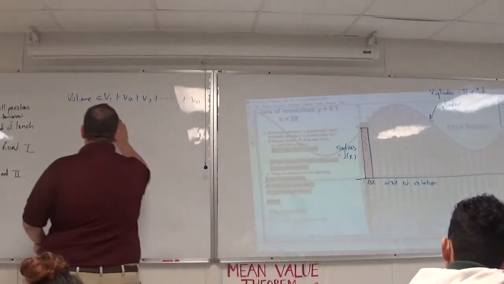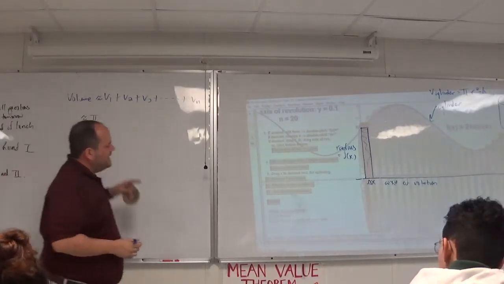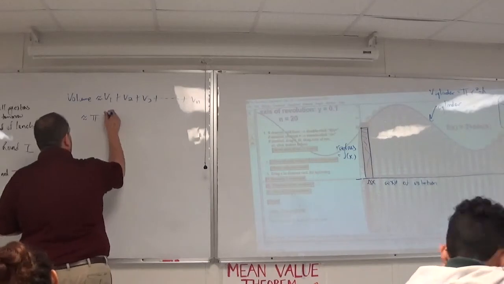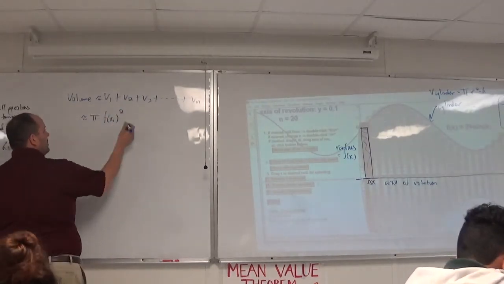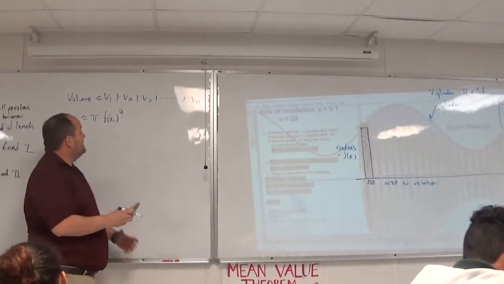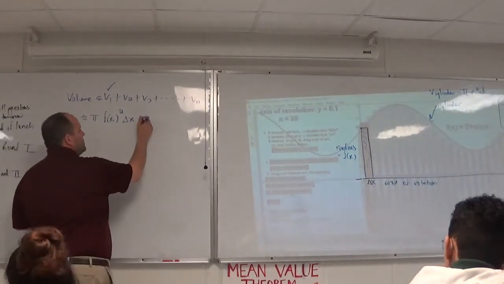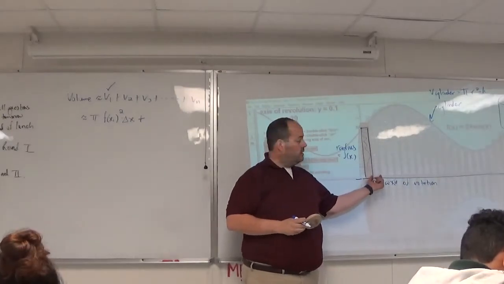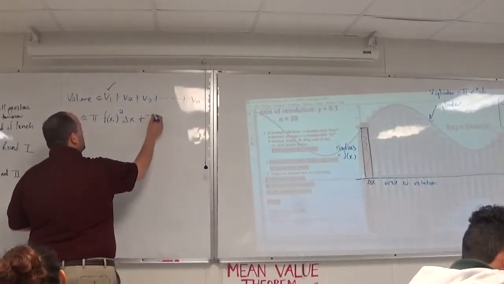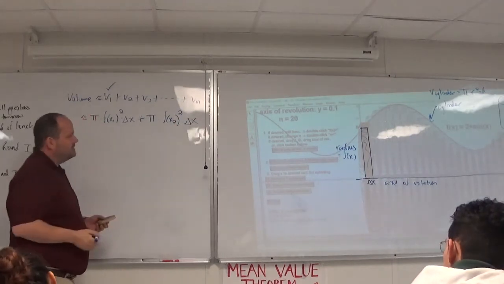So, for this first volume, what's that going to be? It's pi times the radius. Well, what's the radius? It's whatever the value of the function is at this point. So we're going to say that's f of x sub 1 squared times the thickness. How thick? Delta x. That's the volume for the first piece. The volume for the second rectangle, so now we're over here, is still a cylinder. So it's going to be pi times whatever the height of that function is squared times delta x.